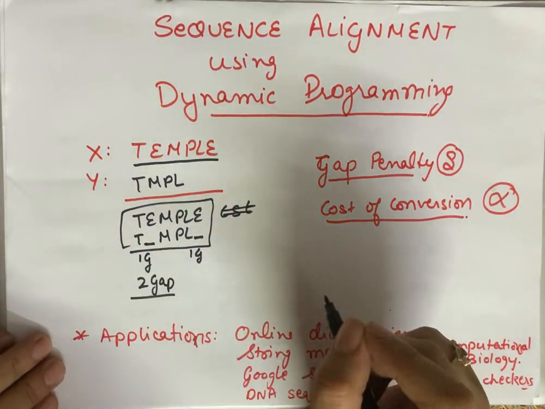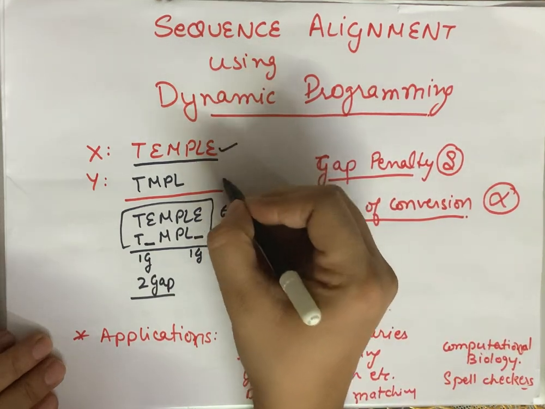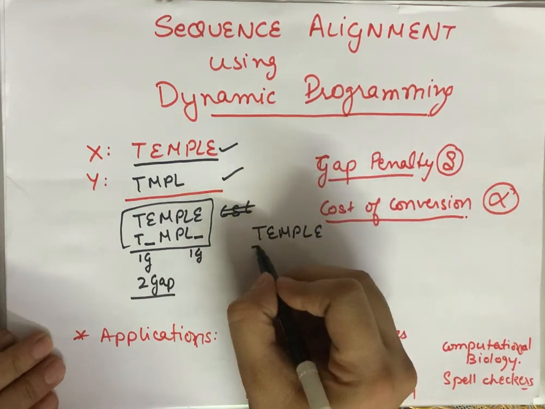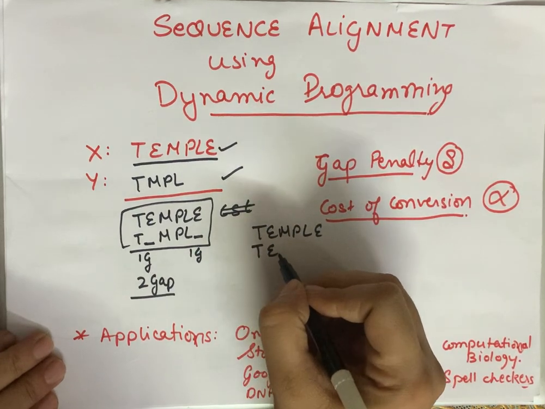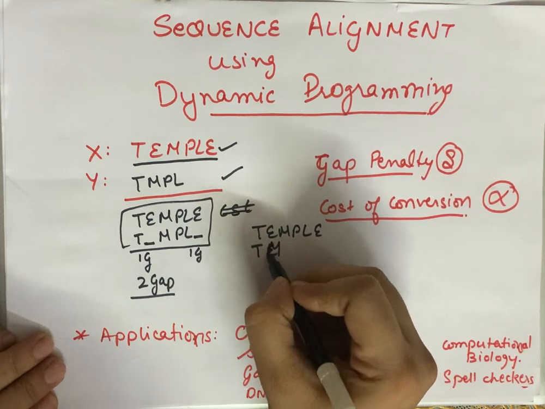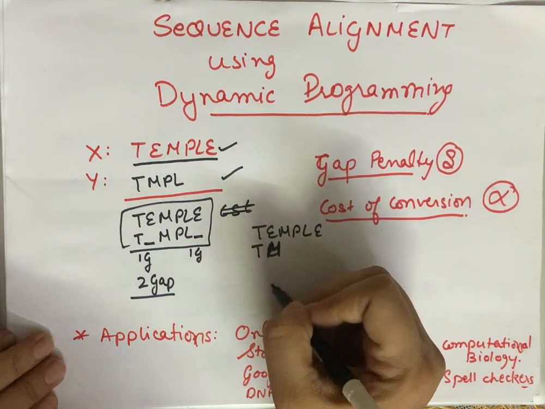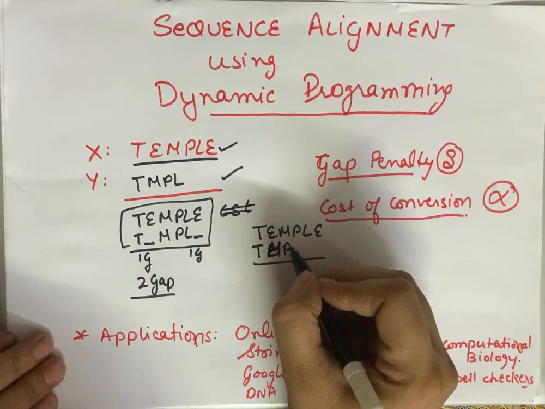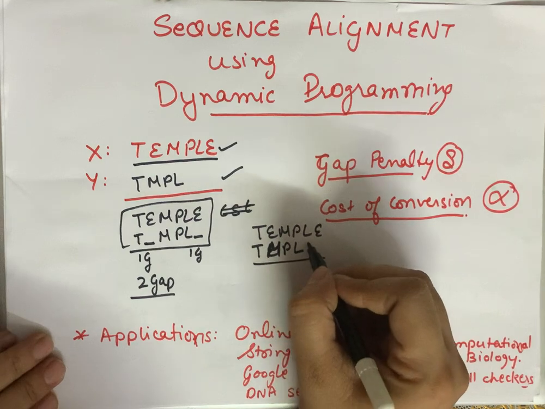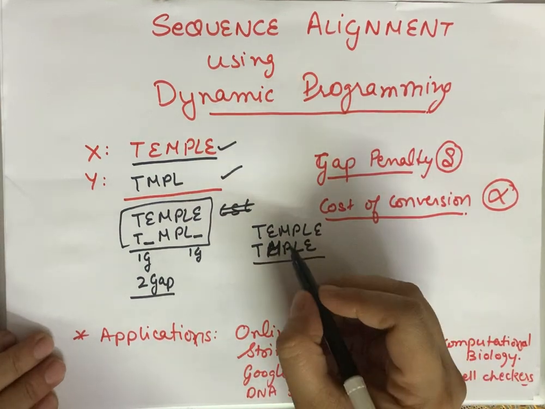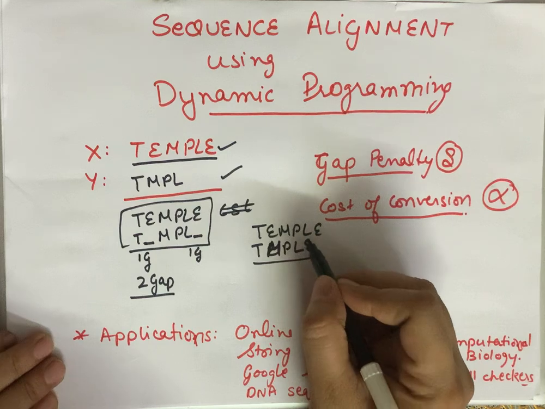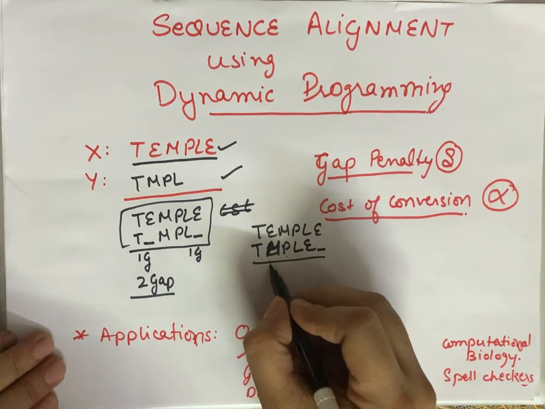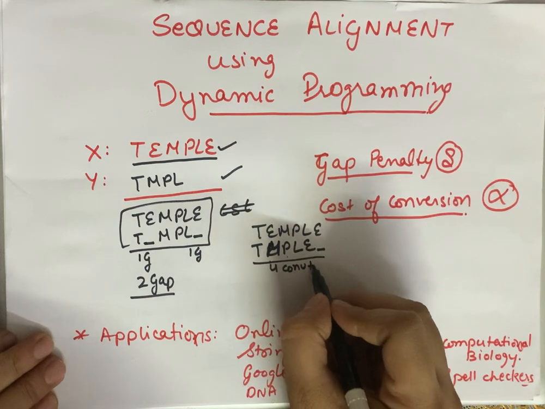There is another way of aligning these two strings. We can have temple. We can also have T, which is the same. E is missing. Suppose I have M. Now I convert this M to E. Then I have P, L and E. So I am converting M to P, P to L, L to E, and then I have a gap. So I have 1, 2, 3, 4 conversions plus one gap.